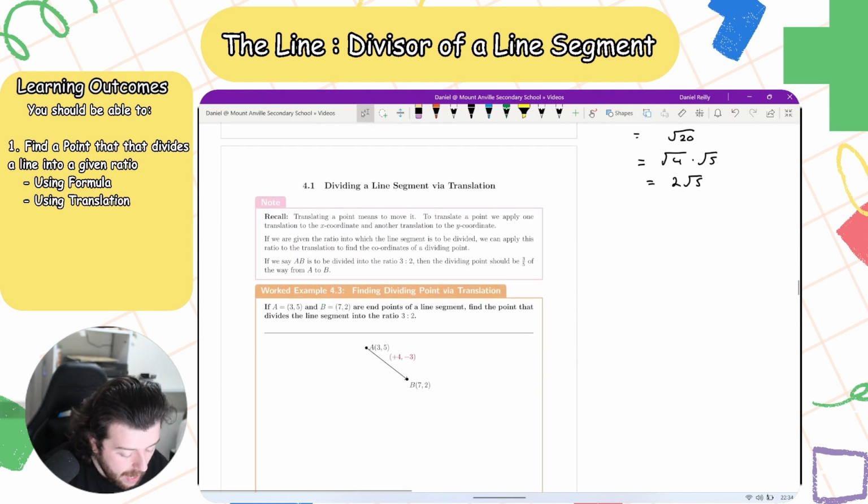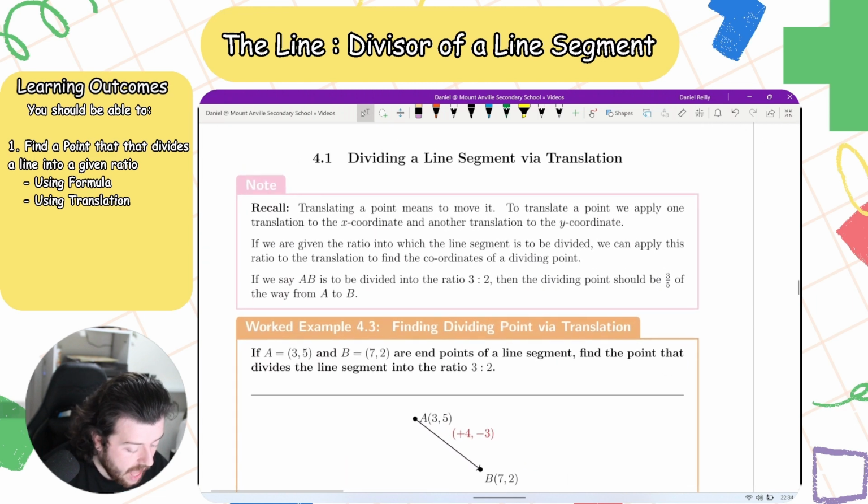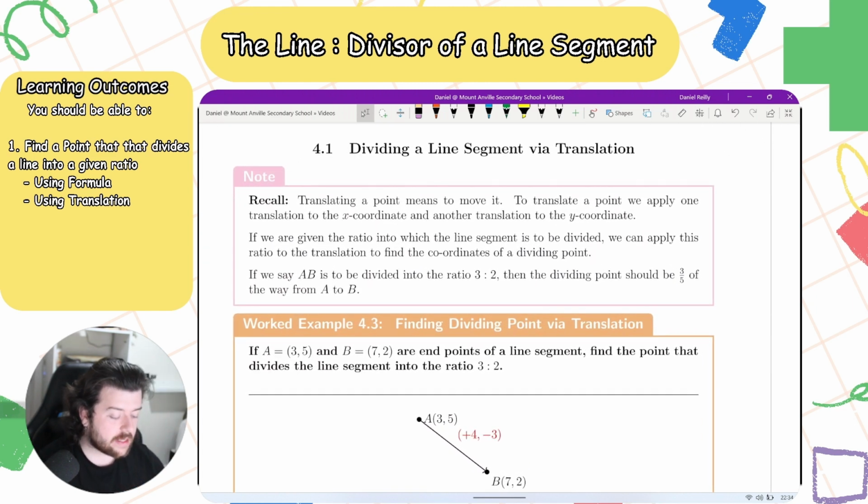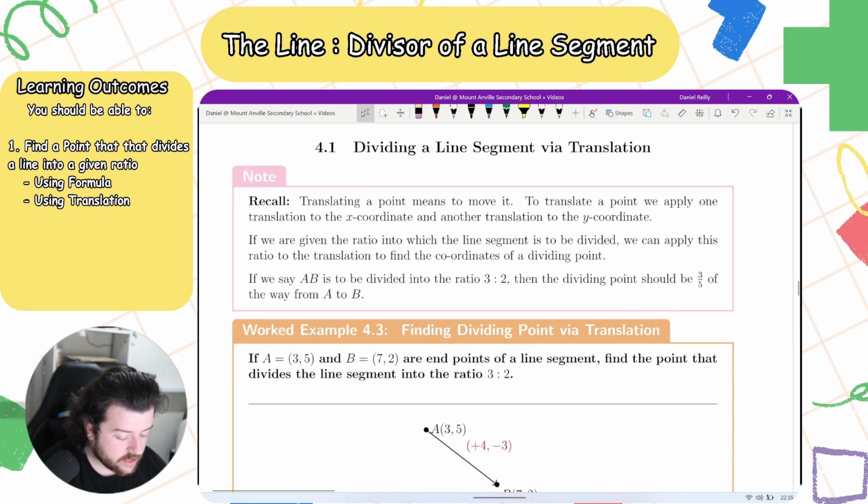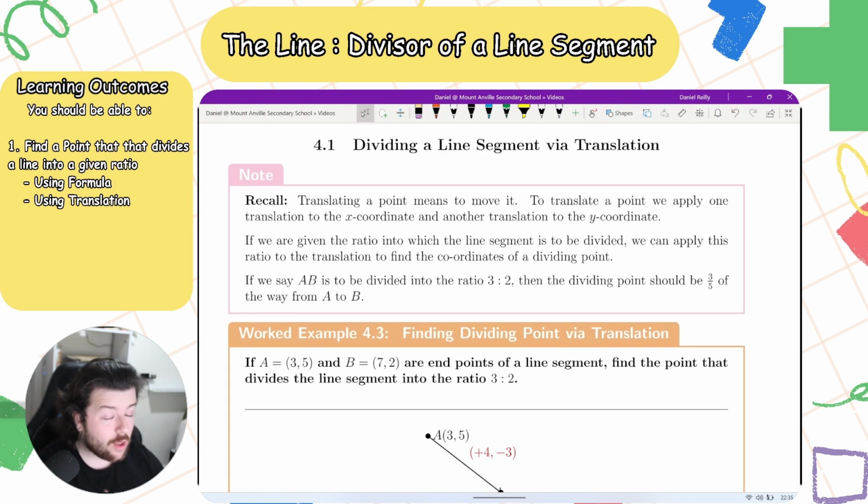And then the last way we could be asked these dividing a line segment questions would be via a translation. We've come across translations already with area of a triangle. So what do we mean by dividing a line segment by translation? Recall, or learn very quickly, that translating a point means to move it. It just means we're shifting it up or down or left or right. To translate a point, we apply one translation to the x coordinate and another translation to the y coordinate.